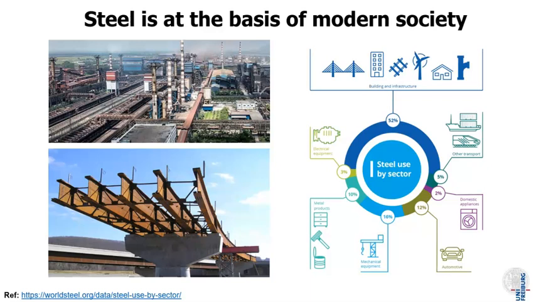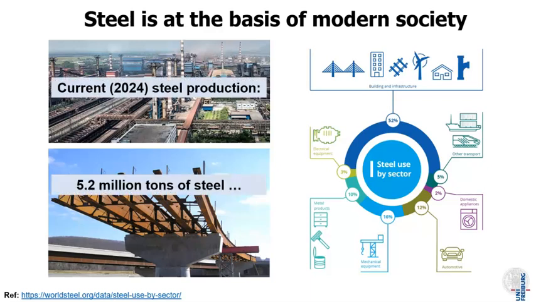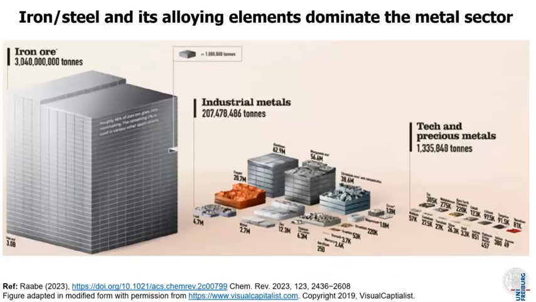About half of it goes into buildings and infrastructure, and other large quantities into electrical machinery, mechanical machinery, products like packaging, vehicles, or appliances. In total, we produce more than 5 million tons of steel, but not per year or per month, but actually per day.